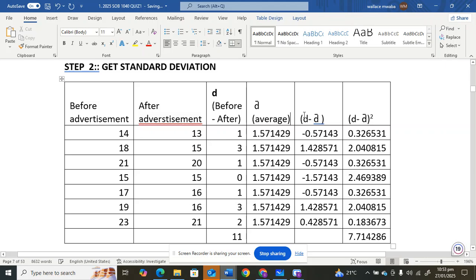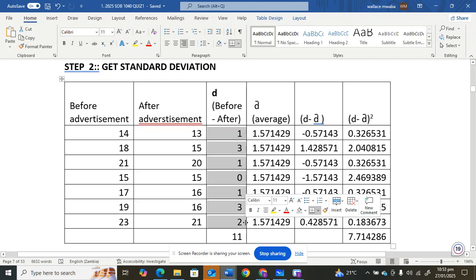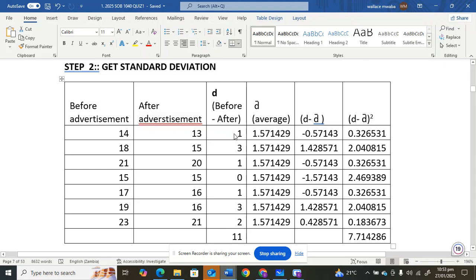Okay, so what you're going to do next, after you've got the average, these differences, this D here, again, I forgot to mention, this D is just the difference between the before and after. So what you're going to do, colleagues, is this D, which represents the difference before and after, you subtract it from the average.